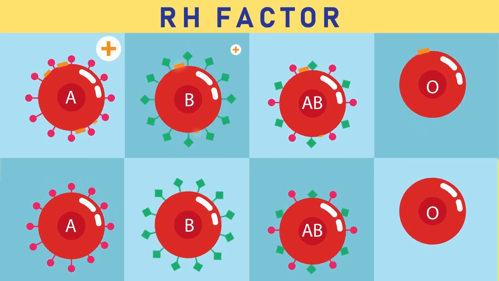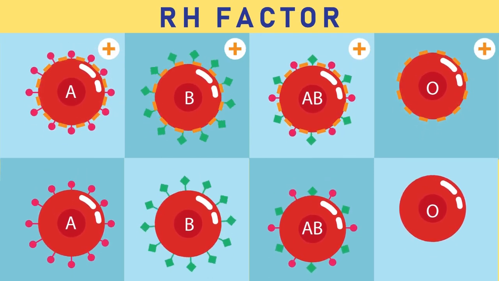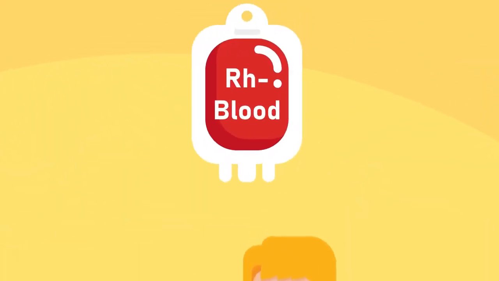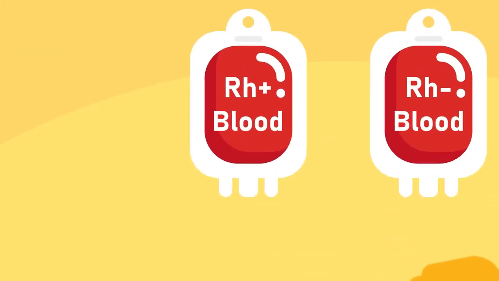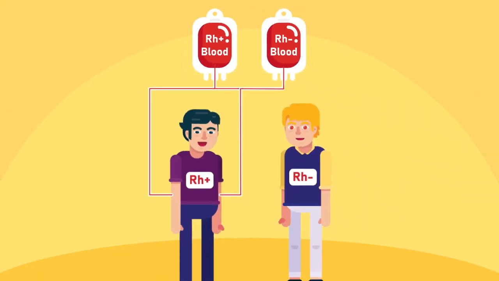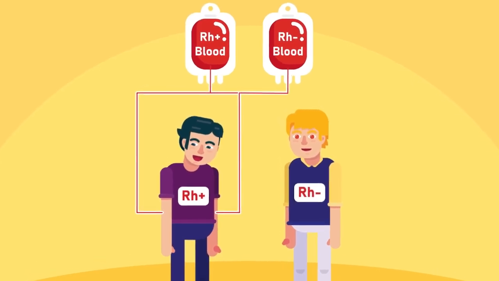Now, the next turn is to know about an interesting factor known as the Rh factor, which can be either present (positive) or absent (negative). In general, Rh negative blood is given to Rh negative patients, and Rh positive blood or Rh negative blood may be given to Rh positive patients.